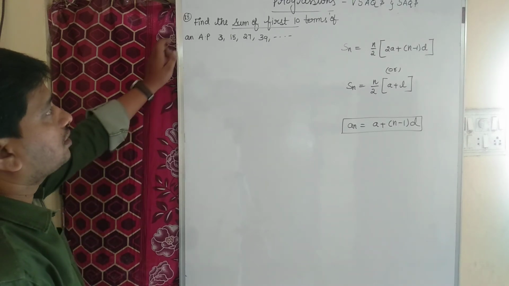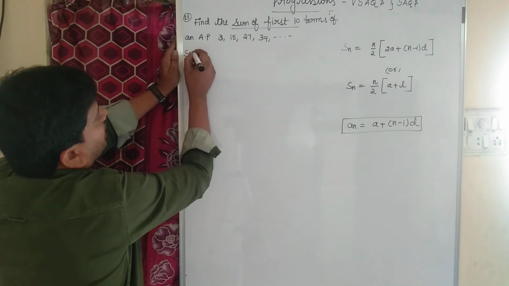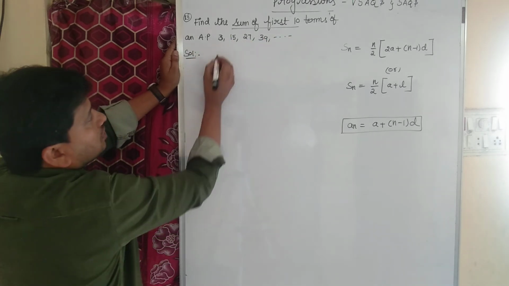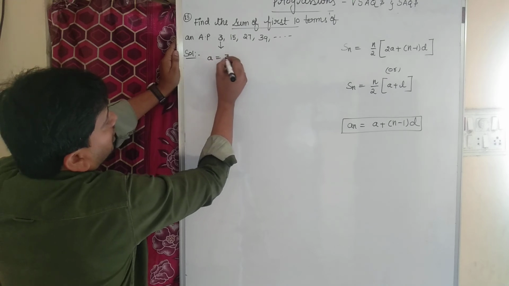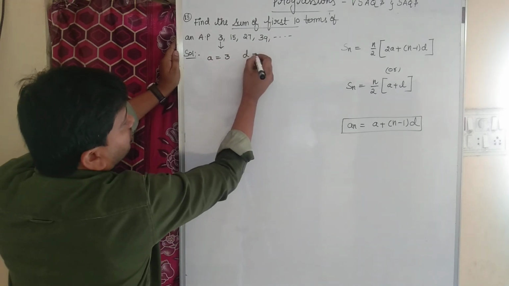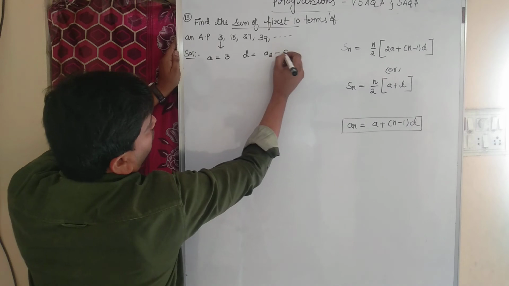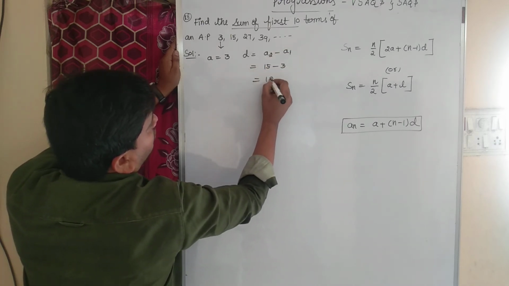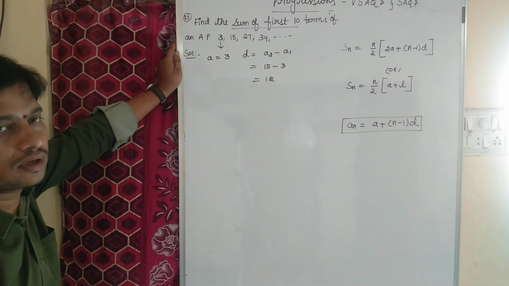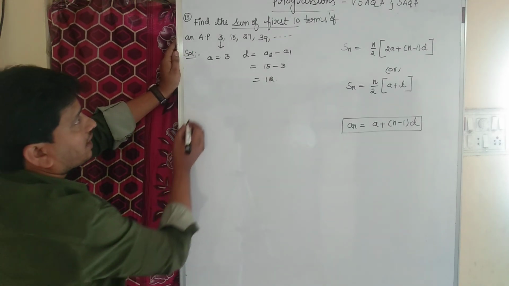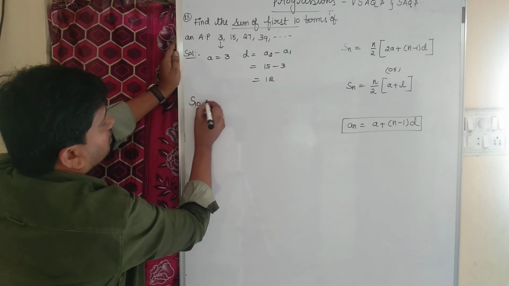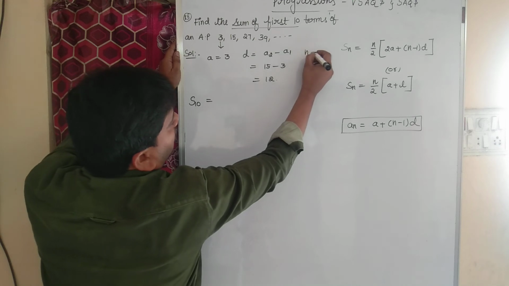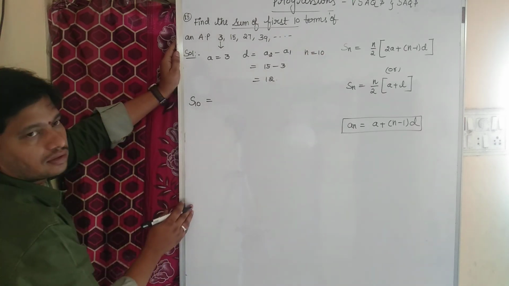Okay children, what is the given sequence? The given sequence is 3, 15, 27, 39 and so on. So what is our first term? a equals 3. Next we have to find the common difference, d equals a2 minus a1, 15 minus 3, which is equal to 12. Because they are asking to find the sum of first 10 terms of an AP, S10 they are asking. Here what is the value of n? The value of n is 10, right?